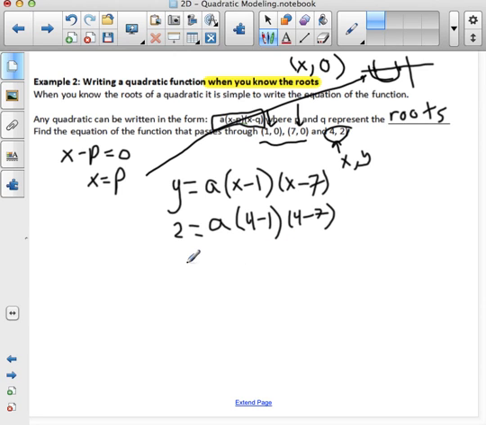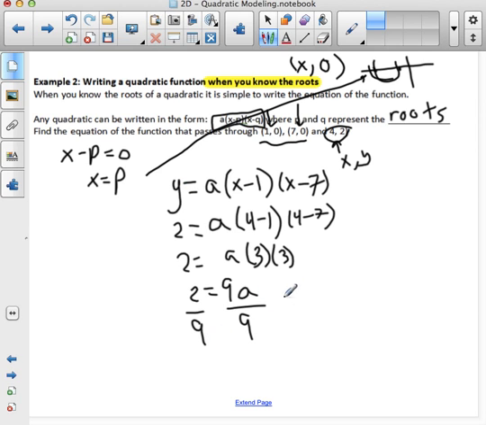And we're going to go ahead and do that math. So we've got 2 equals a. 4 minus 7 is, I believe, 3, although my math is a little off tonight. And 4 minus 1 is obviously also 3. All right, and so we've got 3 times 3, which I believe is 9. So this is like 2 equals 9a. And all I'm going to do is divide by 9, which tells me the value of a. And then we're going to go back and substitute that back into our original equation.